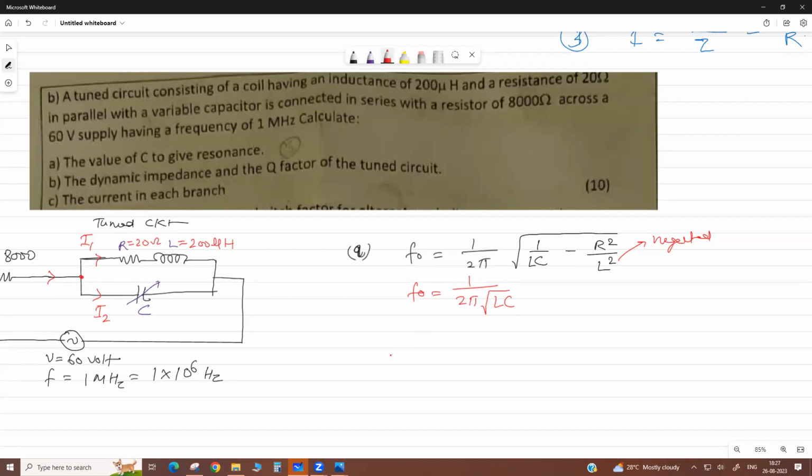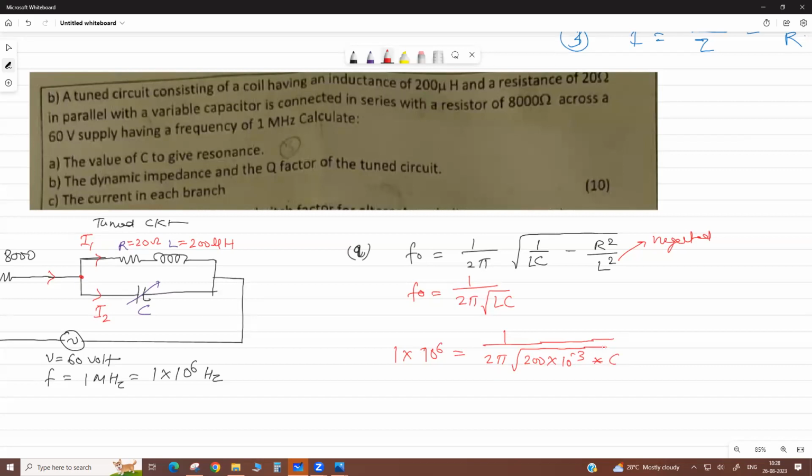Now here the resonant frequency is given, 1 into 10 raised to power 6 hertz, equals 1 by 2 pi. What is the value of L? L is 200 microhenry, so 200 into 10 raised to power minus 3. Then the capacitor we do not know, so it is C. Capacitance is C, LC.